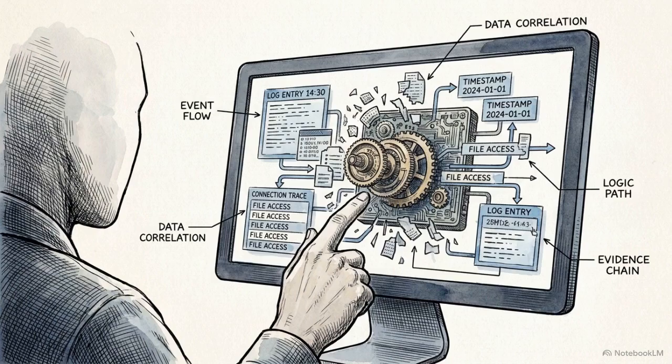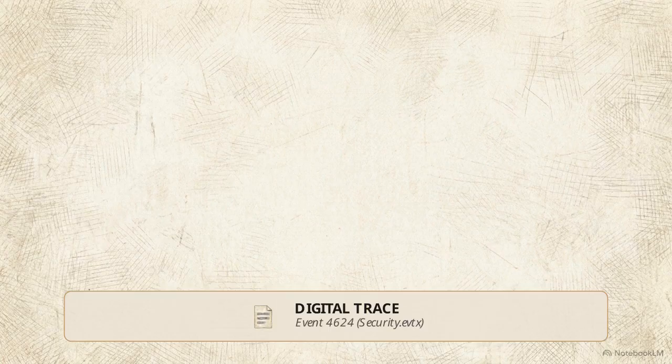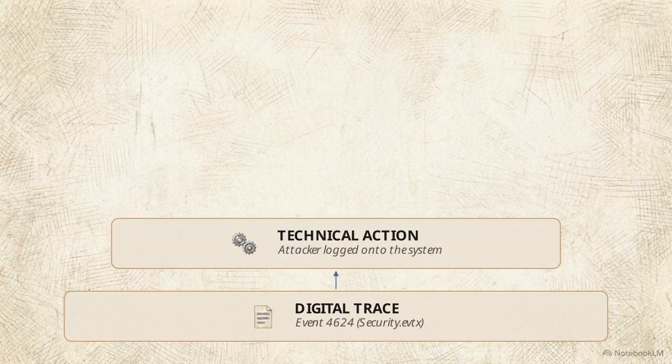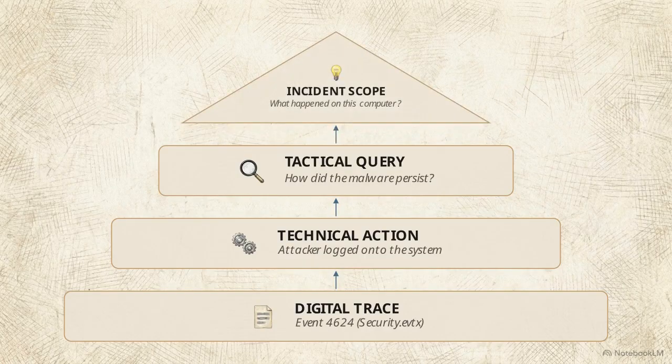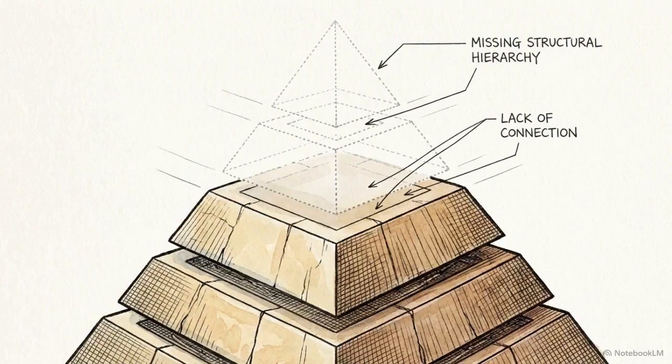At its core, forensics is the process of answering a specific question by uncovering digital traces and interpreting them in a reproducible way. At the pyramid's bottom is the digital trace. Moving up, the analyst interprets that raw data as a technical action. An attacker logged on. This answers a tactical question. How did malware persist? Finally, at the peak, it addresses the high-level scenario. What happened here? Isolated SIEM queries fail because they only provide that bottom layer of raw traces. They lack the top 3 layers of context.